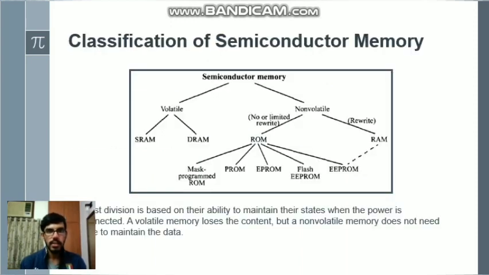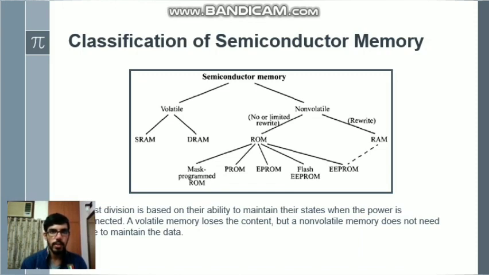Now I begin with the classification of semiconductor memory. Semiconductor memory is divided into non-volatile and volatile based on whether the memory device retains the data stored in it when the external voltage is removed from it. Under the volatile subdivision, there is a further subdivision between SRAM and DRAM, and in the non-volatile subdivision, based on the amount of rewritability you want from your memory device, it is further divided into ROM, which has limited or no rewritability, and RAM, which has rewritability again.